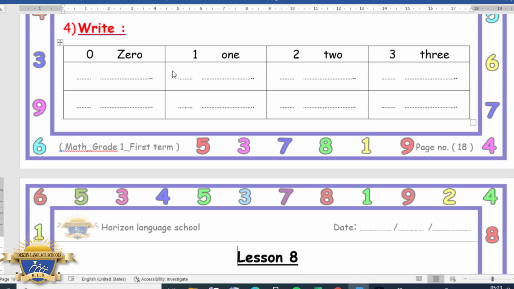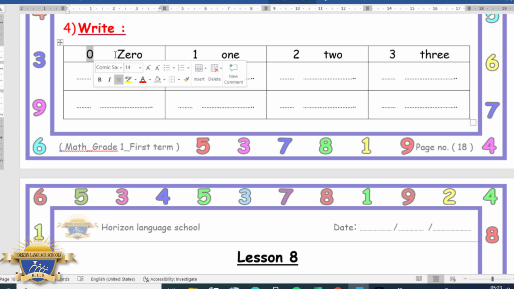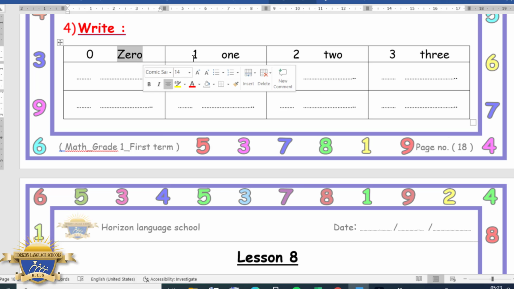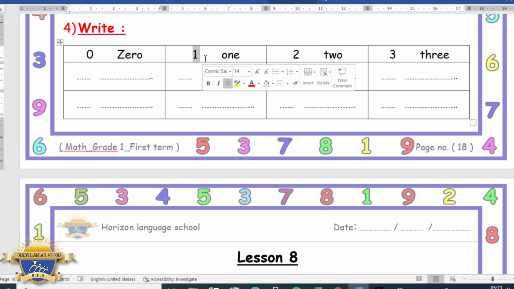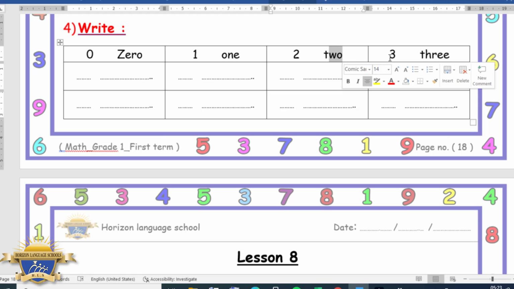As a review, we want to write 0 in digits and 0 in letters. Z-E-R-O. 0 in digits, 1 in digits, and 1 in letters, O-N-E. 2 in digits, 2 in letters, T-W-O. 3 in digits, 3 in letters, T-H-R-E-E.